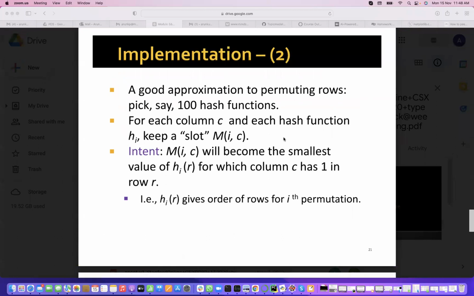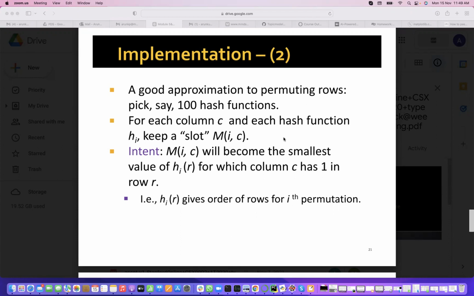Pick, say, 100 hash functions. So instead of doing that permutation, where all the rows are reordered, we'll simply take hash functions. If you have universal hash functions, they will take each value to some other value, but most of the time you don't get collisions. That is the advantage of universal hash functions. Universal hash functions are based on, again, mathematics and statistics. They tell which functions to be used. You can search and see what a universal hash function is.